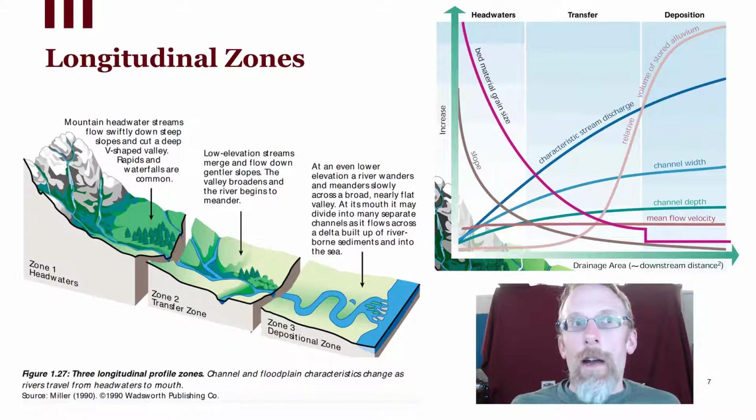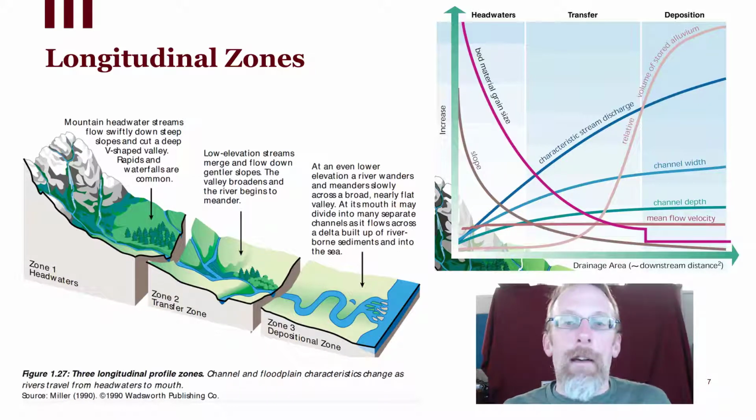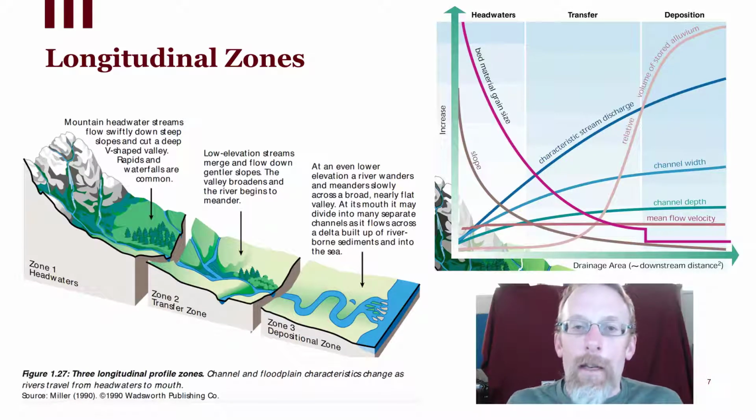Usually we get broader valleys, water valleys, and the river begins to meander because there's less potential energy, so the stream starts to spend energy going sideways back and forth, moving sediment around, instead of focusing its energy vertically into cutting down the landscape like it does up in the headwaters area.